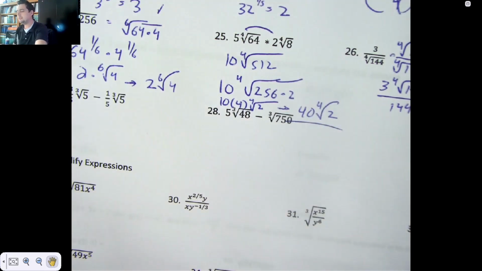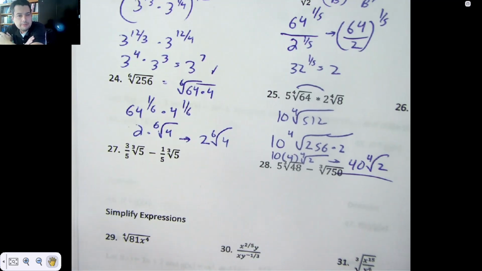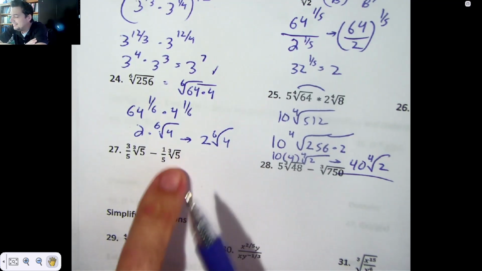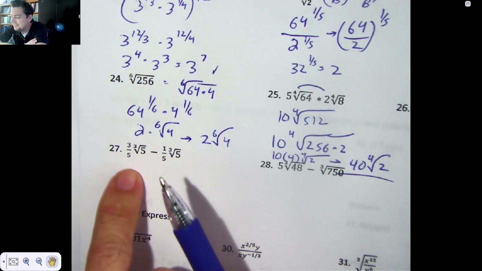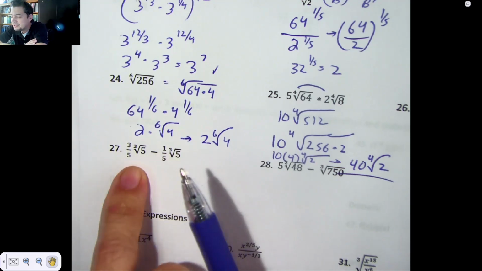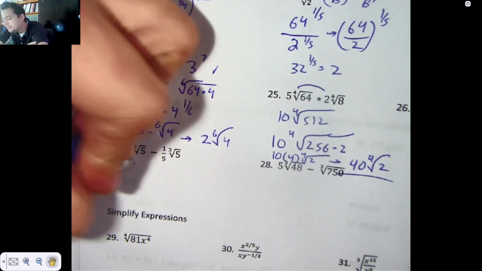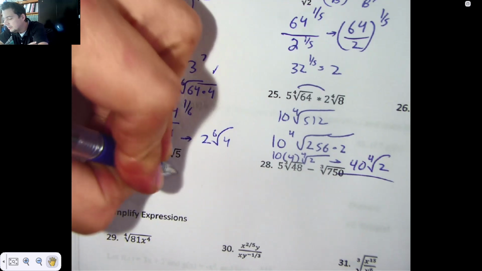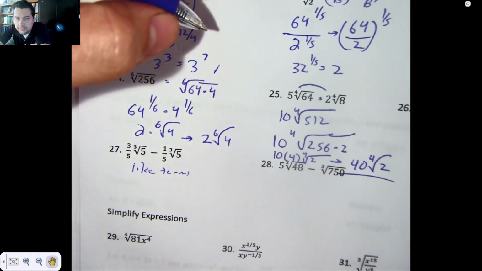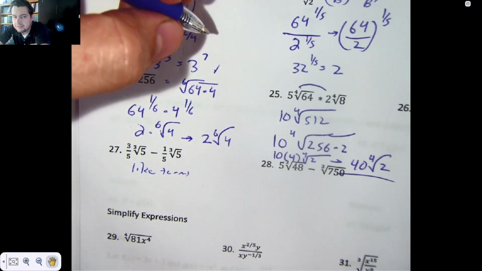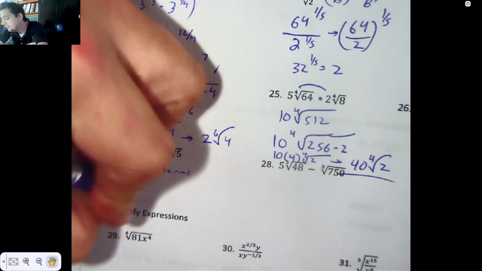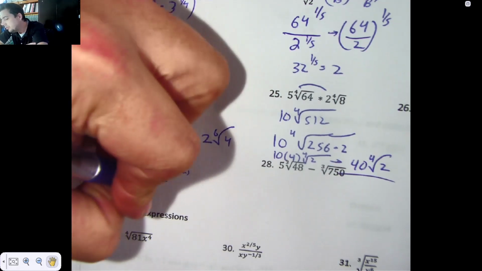All still pretty close. Dang it, there's 2 more of these. Thought we were almost done with this pile. This one, I love questions like this because kids, man, they look at this and they just don't know what's going on. These are like terms. Your whole goal on this one is to figure out what 3/5 minus a fifth is. And last I checked, it was 2/5. 2/5, cubic root of 5.